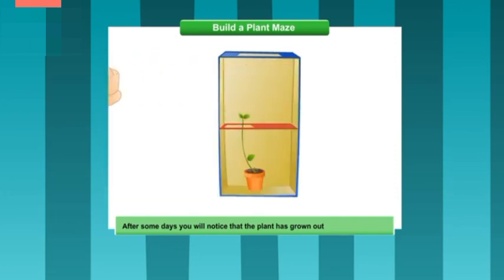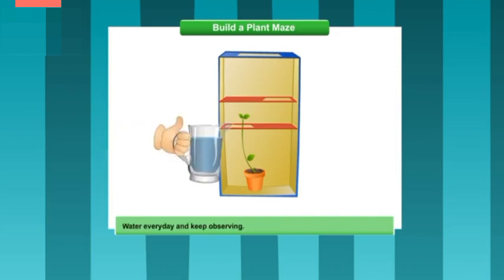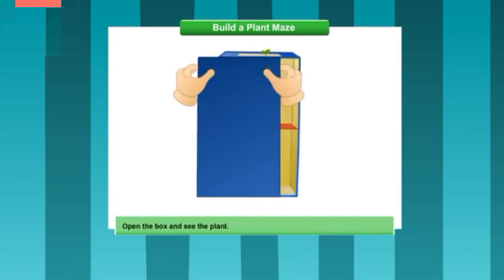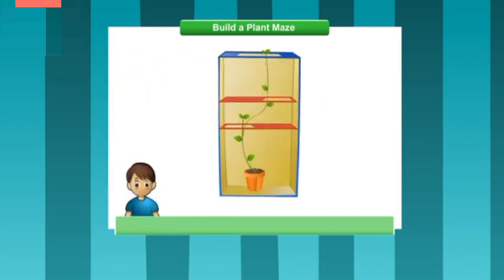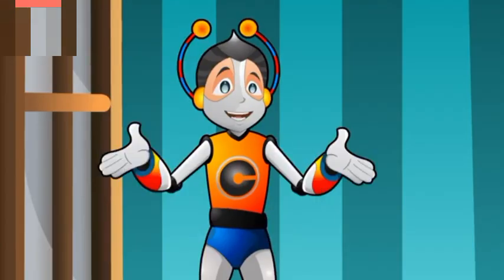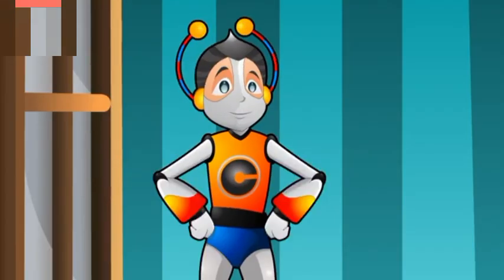After some days, you will notice that the plant has grown out of the opening of the cardboard piece. Now, fix the second piece of cardboard slightly above the previous card. Water every day and keep observing. Now, you will see the plant will grow out of the box. Open the box and see the plant. How did this happen? The plant bends in order to get through all the windows and reach the light. This shows that sun is very essential for plants to grow.